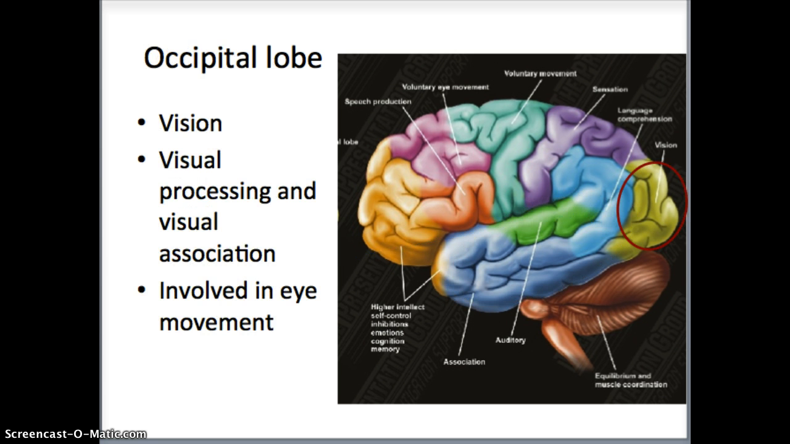We have the occipital lobe, which is your vision center. It's where you combine your visual images and all your other sense experiences. So what are you feeling, what are you smelling, what are you hearing, and respond accordingly. It's also involved in your eye movement so that you are looking where you need to look.